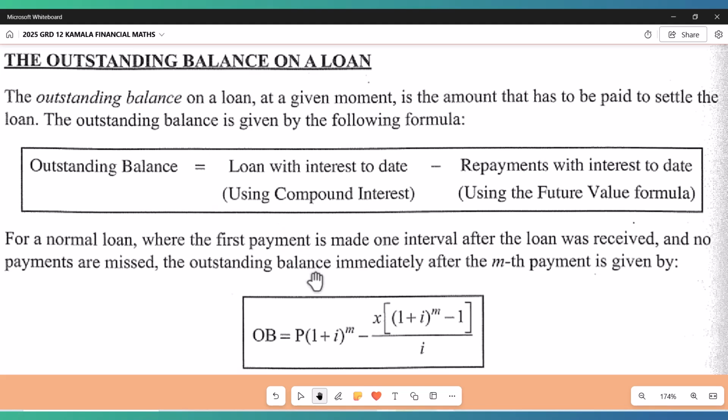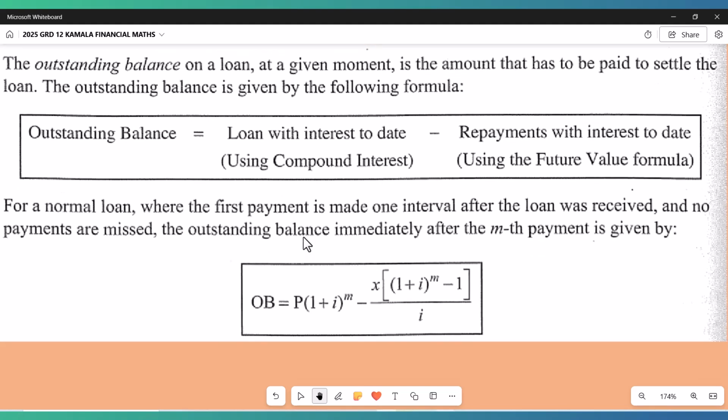For example, you've made how many payments? You've made, let's say, M payments, okay? You're going to have it here as the P, this P is the loan, into 1 plus I, the power M, altogether. And what you see here as the loan with the interest to date is this one here, guys. Remember, it is being compounded either monthly or whatever case may be.